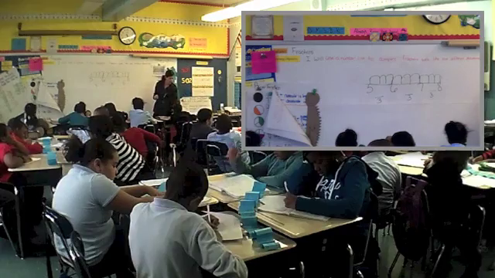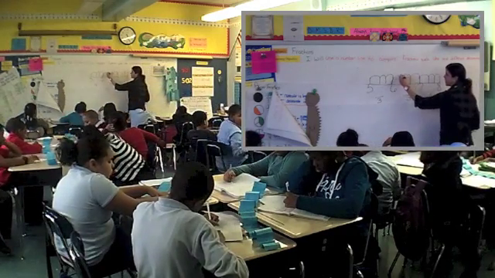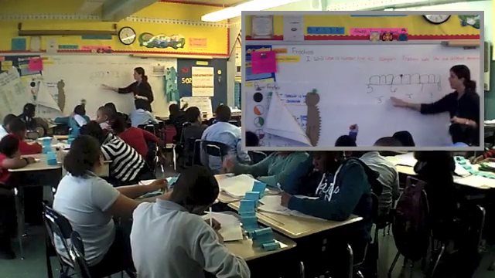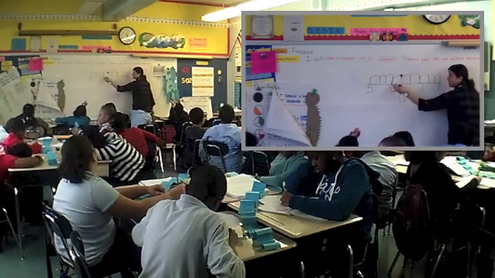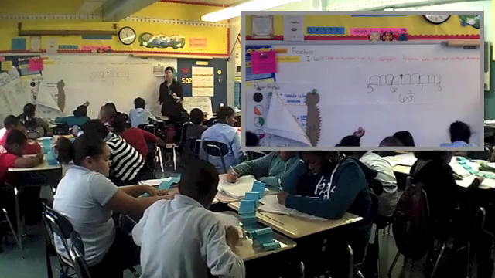Now where's the little spot? Between the 6 and 7. The first spot between the 6 and 7 here, right? Yes? Okay, so that's going to be 6 and 1/3, okay?